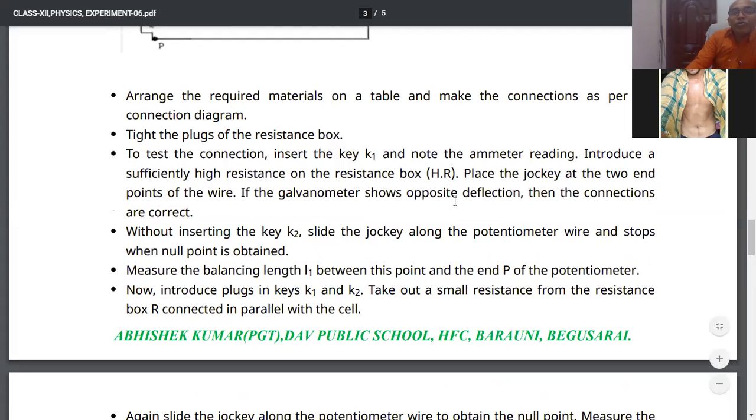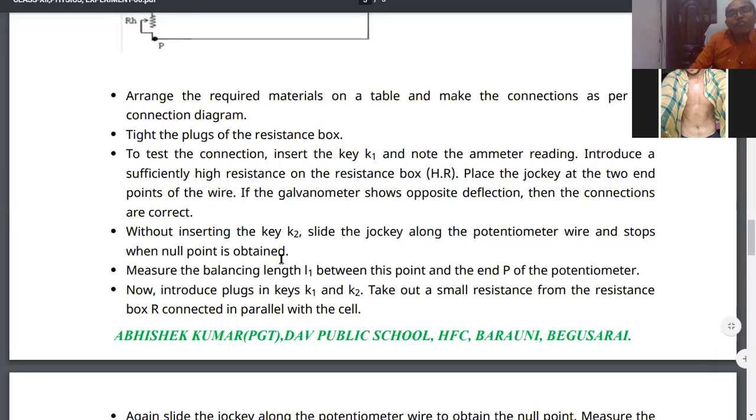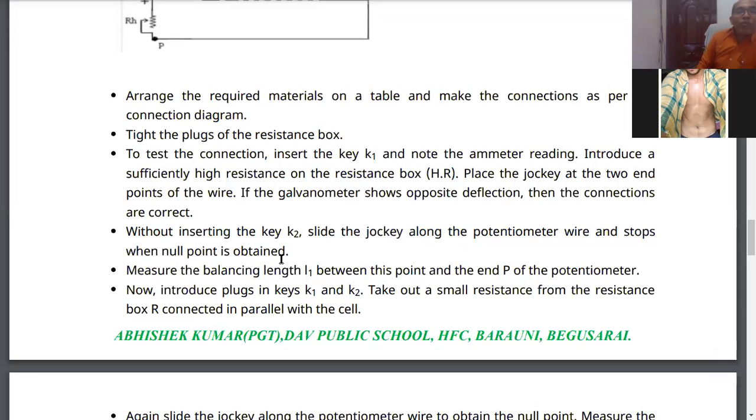And if the galvanometer shows opposite deflection at the two ends of the potentiometer, then the connections are right and correct. Now, without inserting key K2, slide the jockey key along the potentiometer wire and stop when the null point is obtained. Note down the length of wire, the balancing length, and say this balancing length is L1, between this point and one end P of the potentiometer.